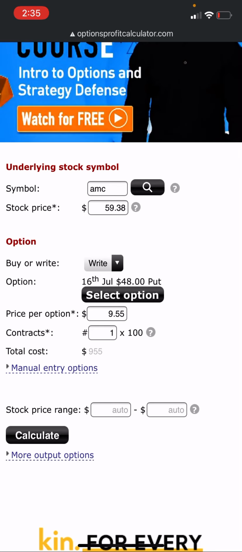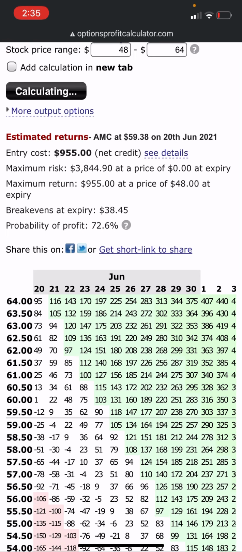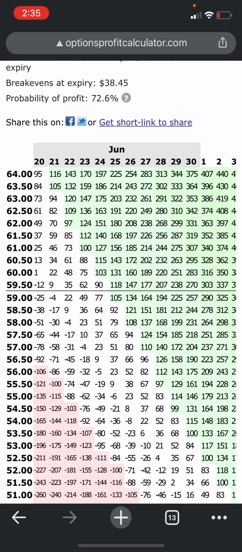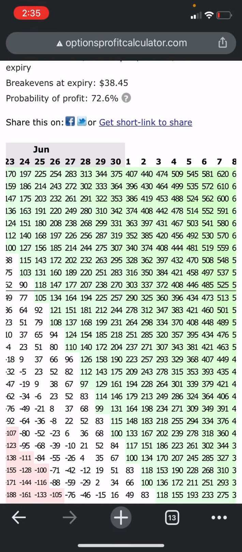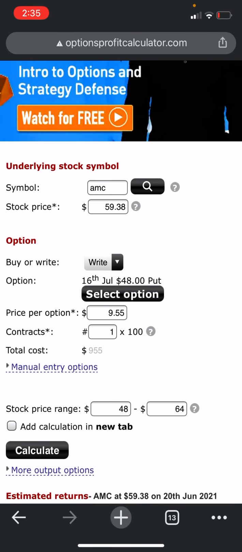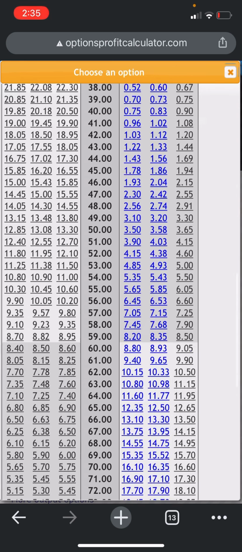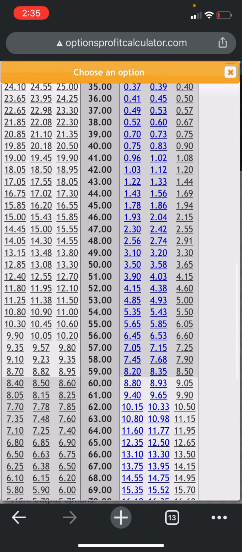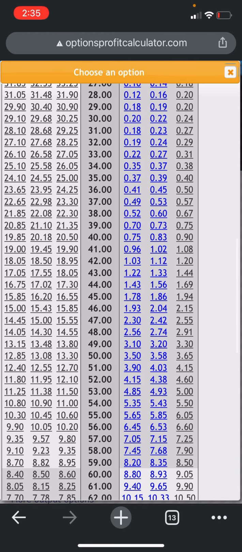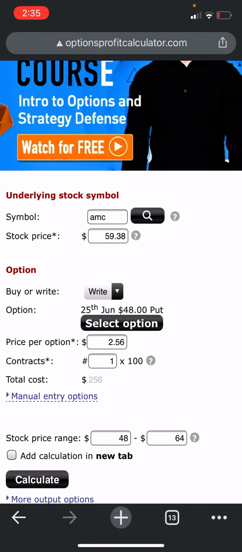So I'm going to hit 955 on the bid because I want to get executed quickly. Now it says total cost, but I'm writing it. If I calculate that, look how much that changes. And I only have a couple more days. Well, hold on, I didn't pick the right expiration date, so let's just say June 25th. Let's say I know this isn't going to get any lower than 48. So it's $256.